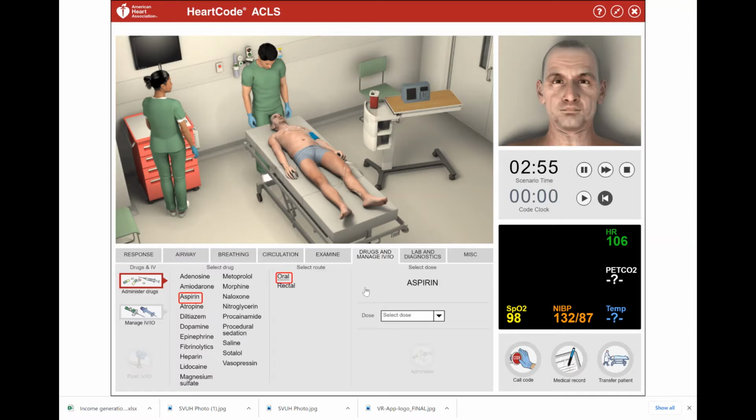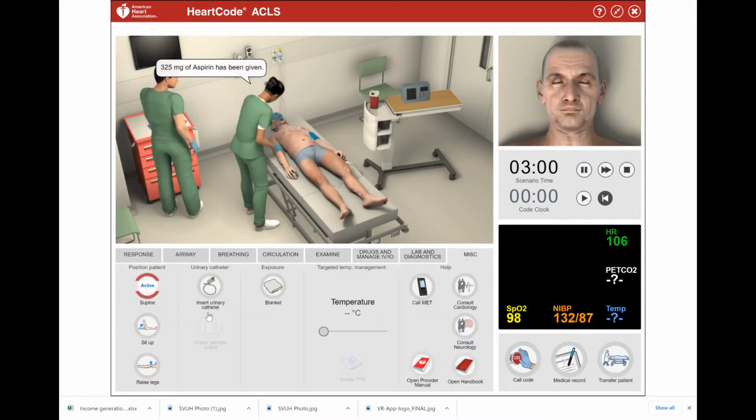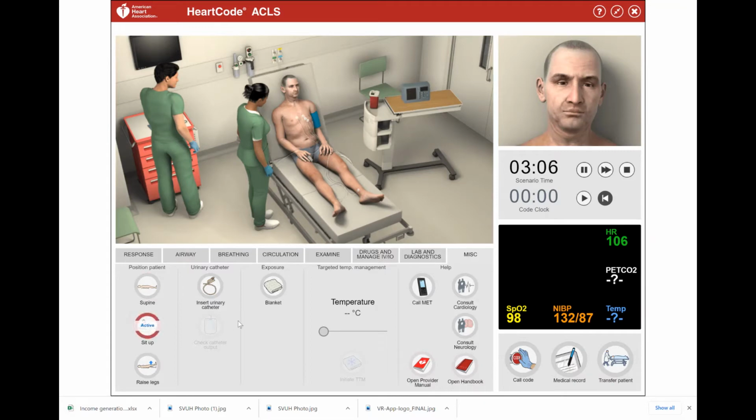Then we can give the drug, some oral aspirin, 325, and then we can administer. We should probably sit him up. There's no reason why he needs to lie flat like that. 325 milligrams of aspirin has been given. And then what else will we give him?